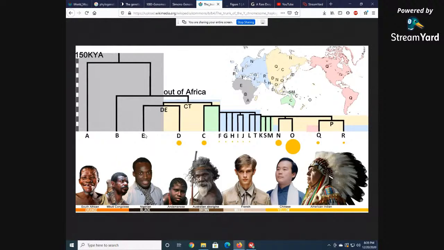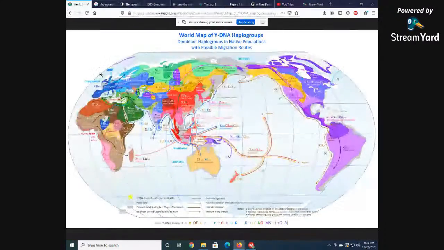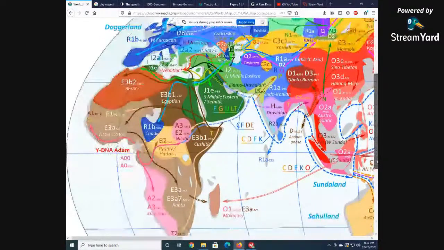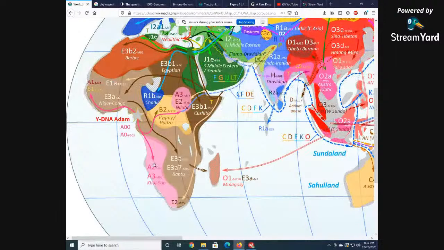Considering that the E is a huge population in Africa, it's the majority population. The A and the B are in extremities and not the majority population. Because the majority populations are here, you can see them here. You have the E's, Phoenicians, the E's, the Egyptians, and the E's, the Cushites. And then down here, you have the E's in Africa, and then you have the A and the B.